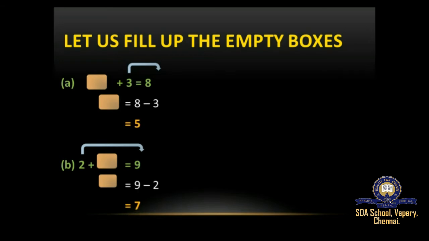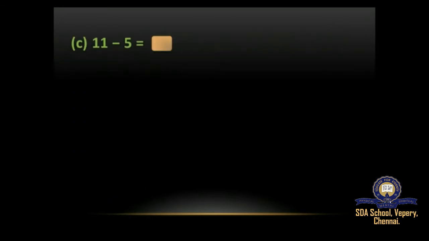Understood, students? In order to find the unknown number, you take the plus 2 to the right hand side, and it becomes minus 2. When you subtract 2 from 9, you will be getting the answer 7. Got it, students? The third one is 11 minus 5 is equal to an unknown number.